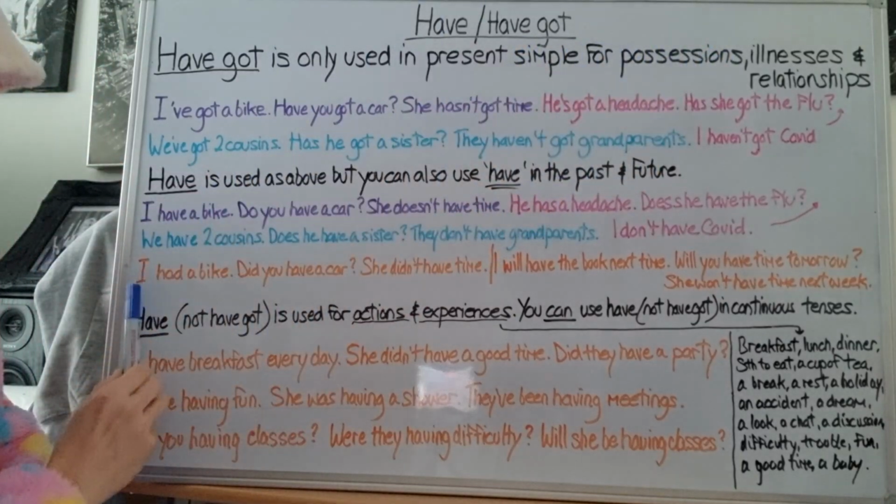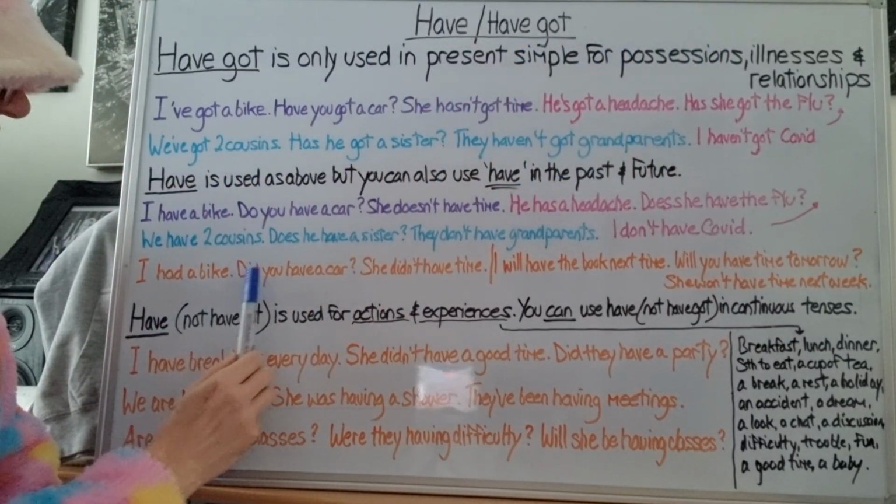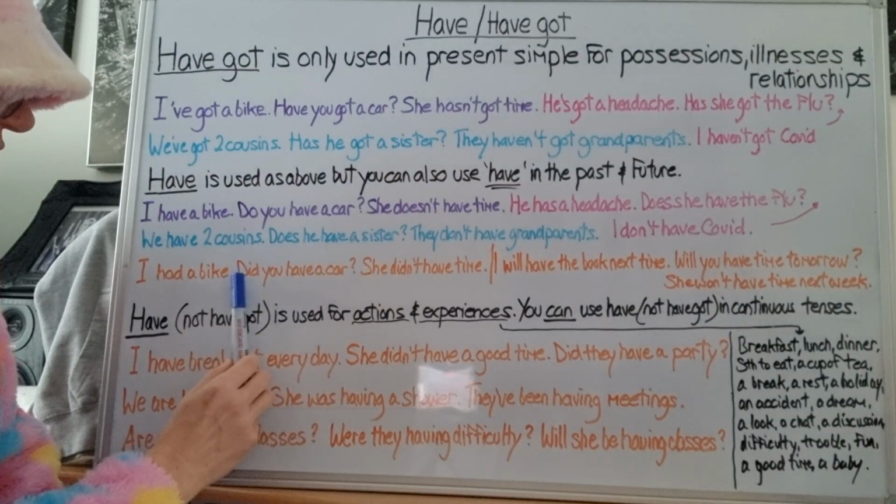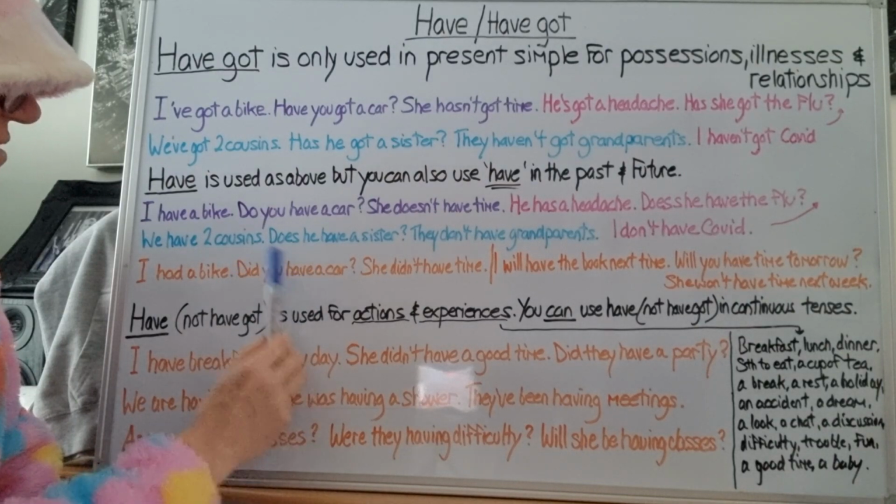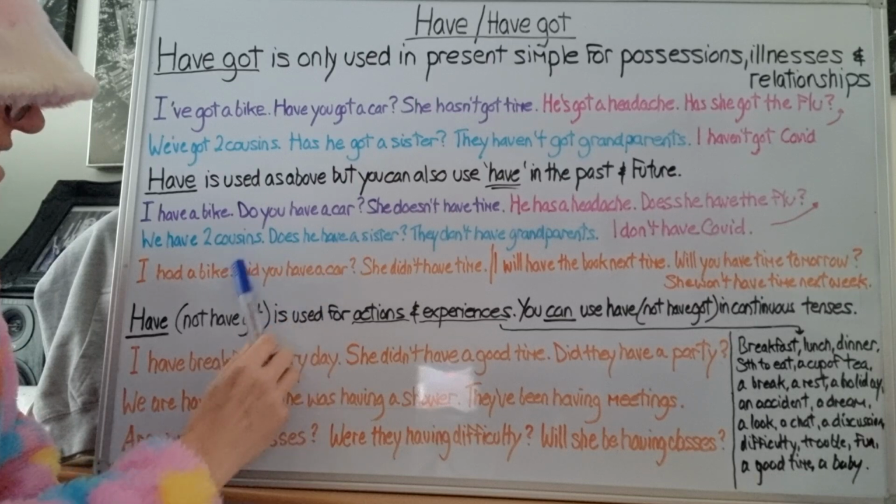Okay? I had a bike. Did you have a car? Again, auxiliary do, main verb have. Did you have? Did she have? Did they have?